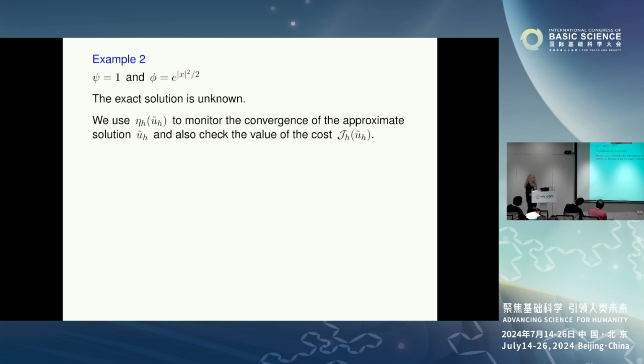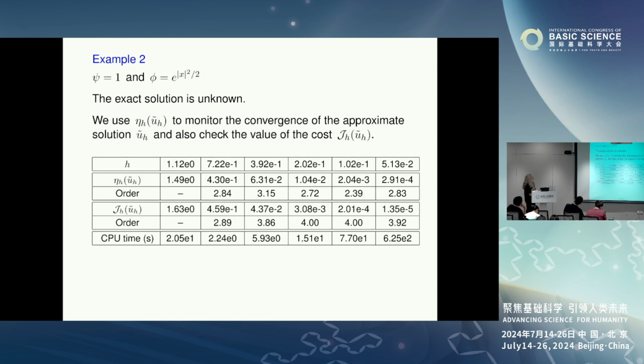In our second example, the exact solution is unknown. So we'll use the error estimator to monitor the convergence of the approximate solution and also to check the value of the cost. These are our results. We see that both the error estimator and the cost are going down to 0, which confirms the convergence of the approximate solution, and we can compute a good approximate solution in about 15 seconds.